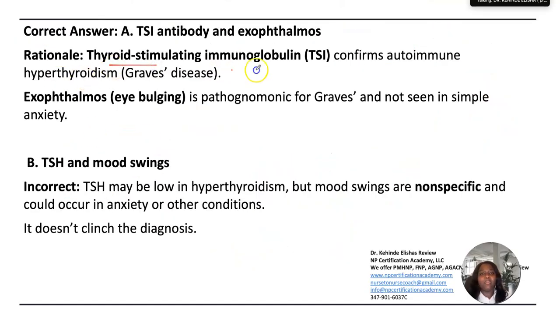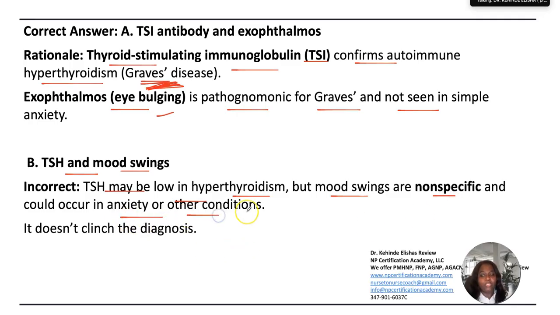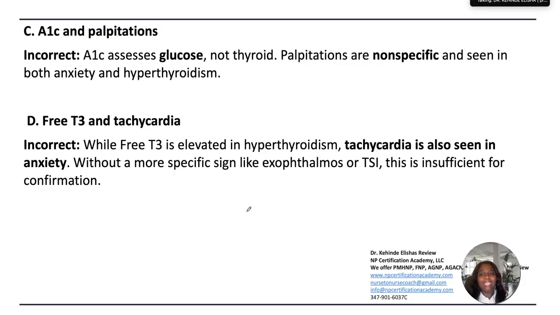So, thyroid stimulating immunoglobulin confirms autoimmune hyperthyroidism, aka Graves' disease. Exophthalmos, that's the bulging of the eye. I remember that eye in the biology book. It is pathognomonic for Graves' disease, not seen in simple anxiety. TSH and mood swing. TSH may be low in hyperthyroidism, but mood swings are non-specific and could occur in anxiety or other conditions. It doesn't clinch the diagnosis.